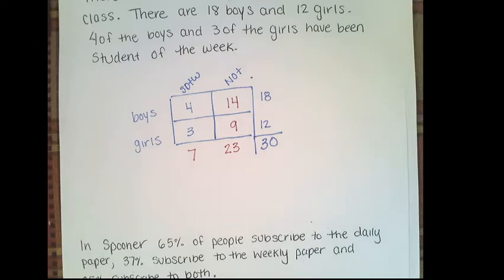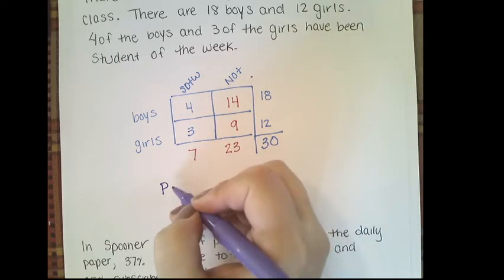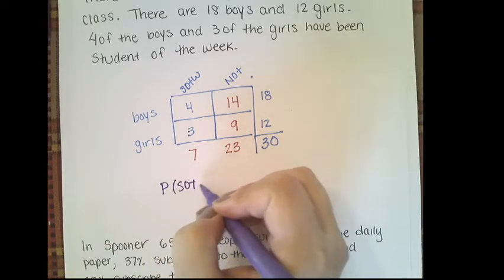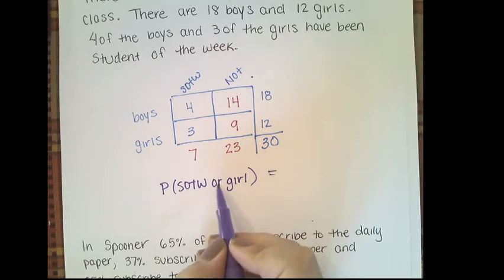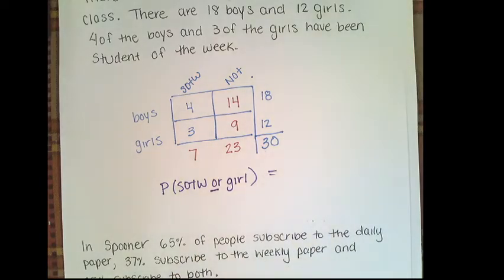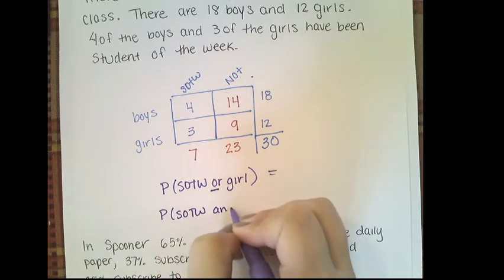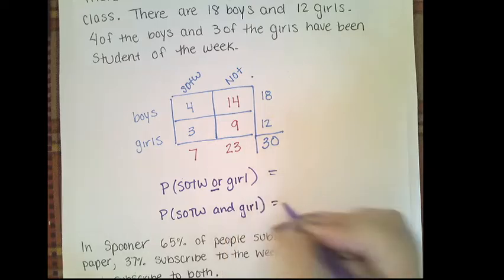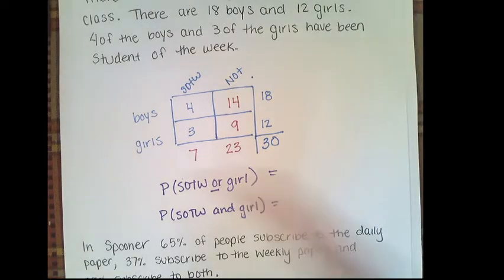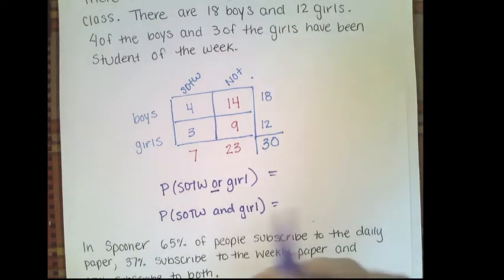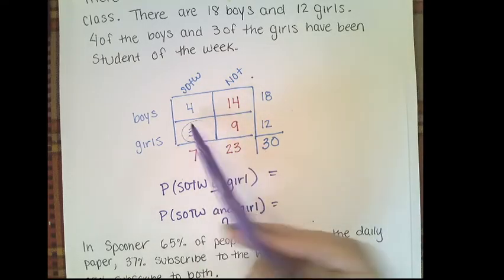Let's just go over a couple. So I want the probability of Student of the Week or a girl. So this word, I know we haven't talked a whole lot about or and and, but we had a couple chapters ago. And is looking for where they intersect. If you remember our union and our intersection, and is our intersection. Where do Student of the Week and girl intersect?